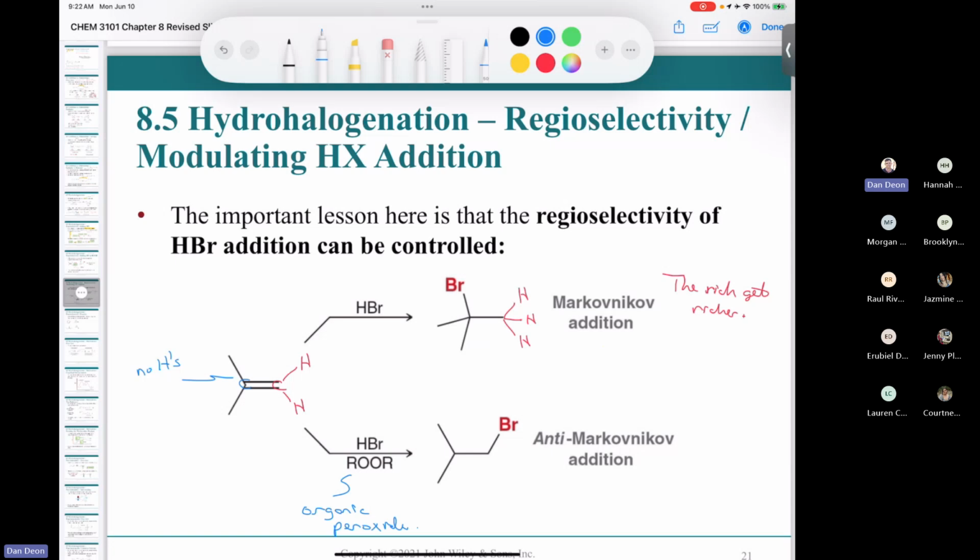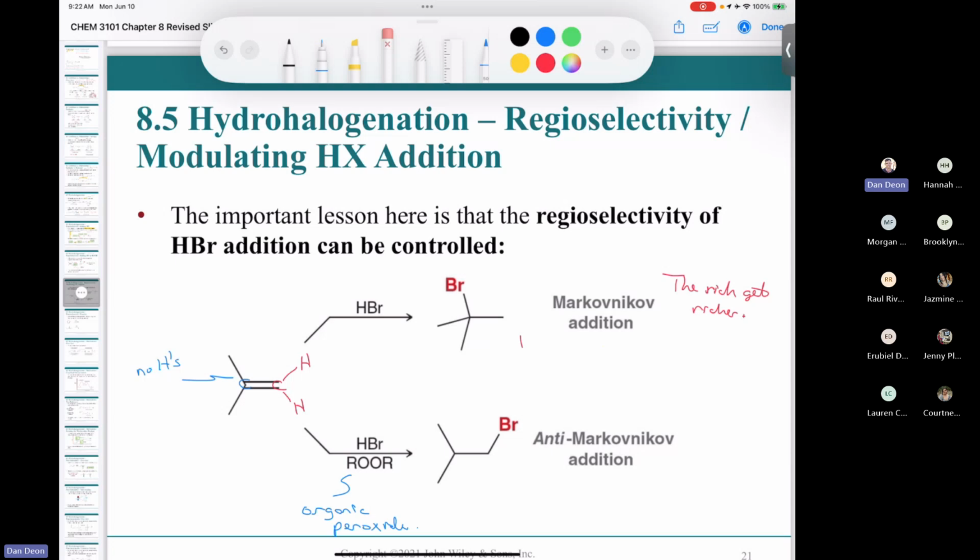Give me a thumbs up if you're with me between Markovnikov and anti-Markovnikov. Just the concept. The rich get richer when it's Markovnikov, no peroxides. Once you put the peroxides in, you end up with the anti-Markovnikov product. Okay, only one person follows me on this. Okay, so let's review it again.